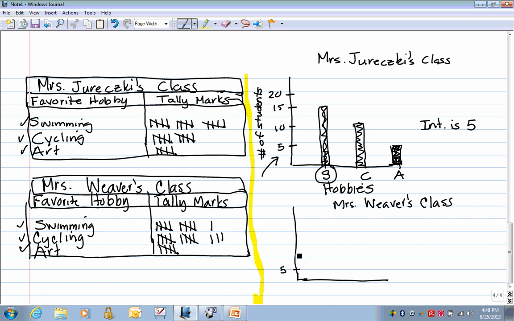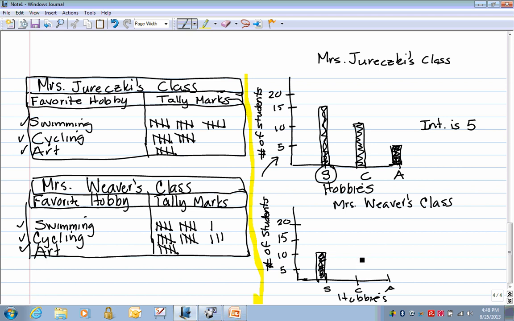So here we have 5, and we have 10, and we have 15, and we have 20. Same thing here, number of students. And on the bottom we're going to show swimming, cycling, art, and these are the hobbies. So if we look at the tally mark chart for Miss Weaver's class, 11 students chose swimming. 5, 10, 15. 11's not on there, but we do know that 11 is between 10 and 15 and right after 10, so we're going to come to 10, go up just a little bit, come over and draw our bar.